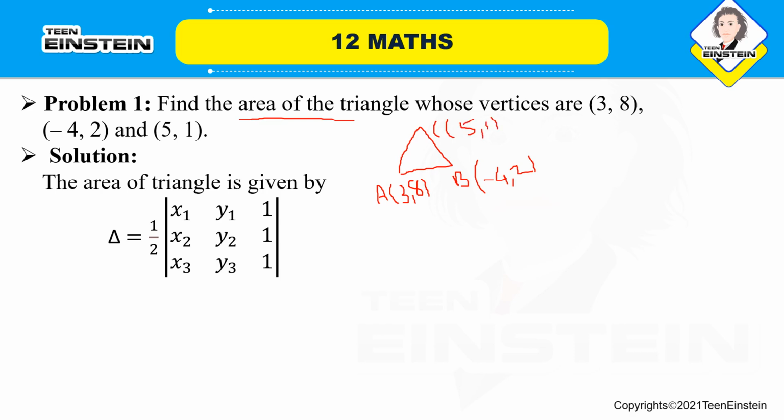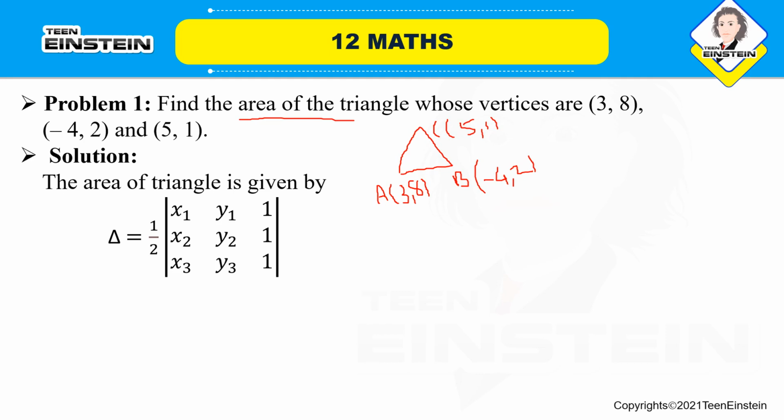So here all the three vertices are not lying on the same line, right? So we can find the area of the triangle using the result, delta is equal to half into determinant x1 y1 1, x2 y2 1, x3 y3 1. So this is the area of the triangle formula. We are using this formula to find the area.